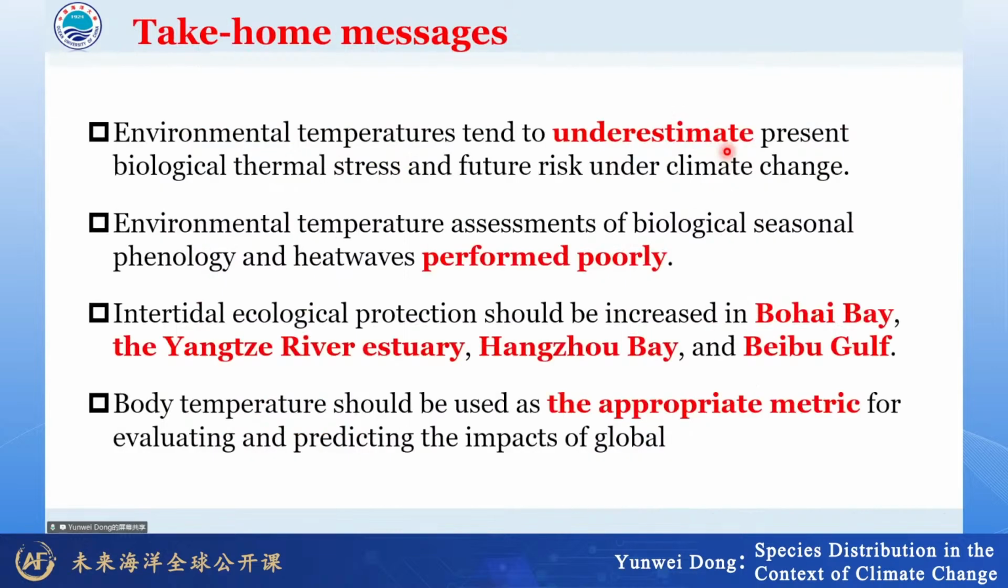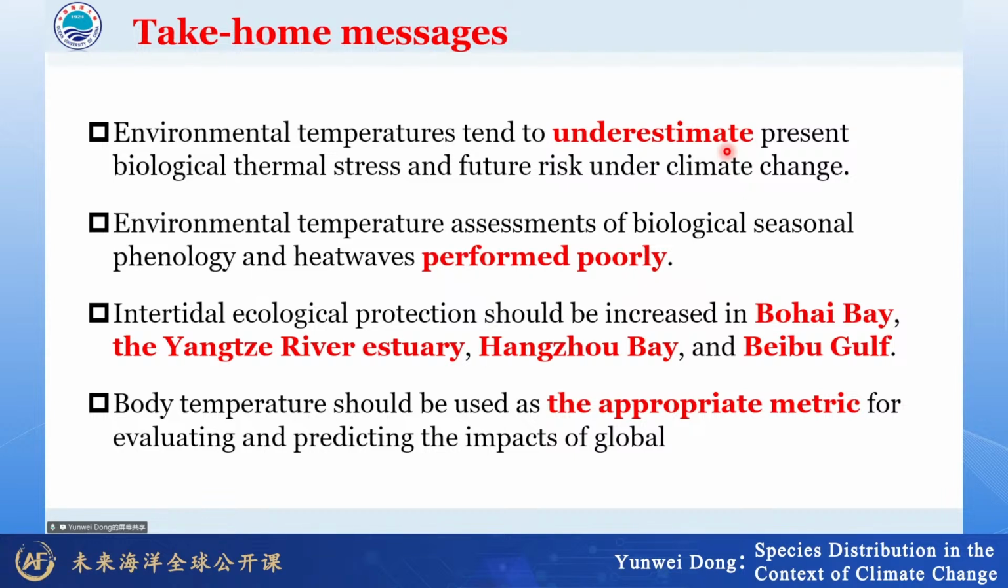So for this part, the take-home message is that environmental temperature tends to underestimate present biological thermal stress and future climate change risk. That means sometimes we need to think more about body temperature as well as environmental temperature. The assessment of biological seasonal phenology using environmental temperature performs very poorly, which also implies the importance of body temperature simulation. And based on the analysis of hotspots, some areas need better planning work, like Bohai Bay, the Yangtze River estuary, Hangzhou Bay, and the Beibu Gulf.